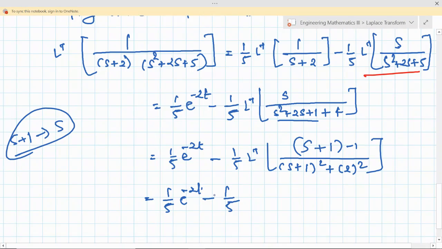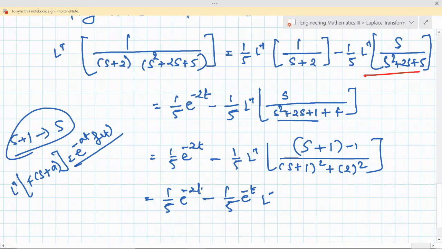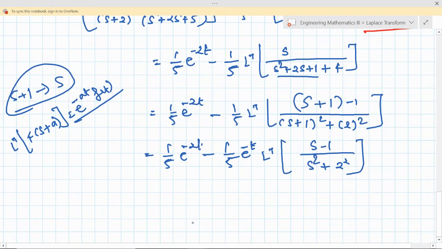Now by using the first shifting theorem, what does it say? Inverse Laplace of f of s plus a is equal to e raised to minus at into f of t. So e raised to minus t comes outside, and then we just replace s plus 1 by s. So this is s minus 1 divided by s square plus 2 square, or 4, whatever, or we may write 2 square. Now this is very simple.